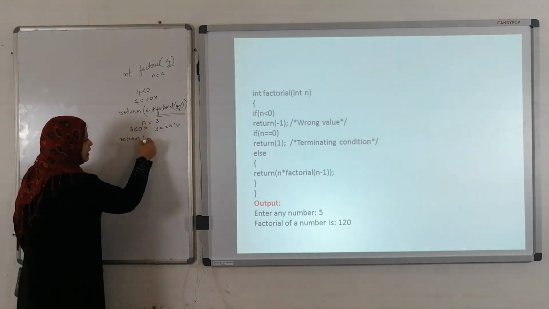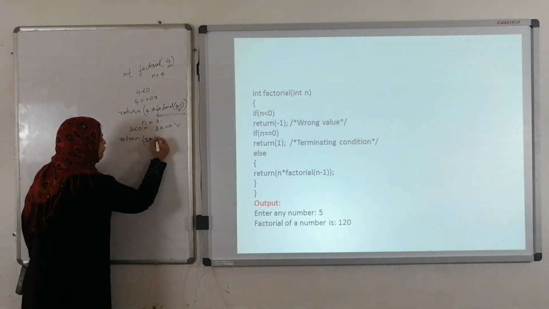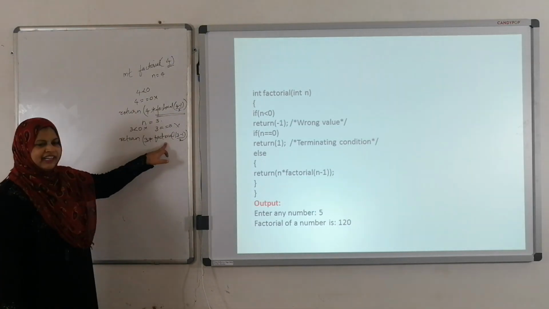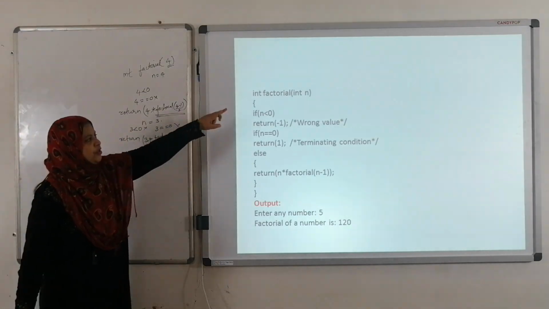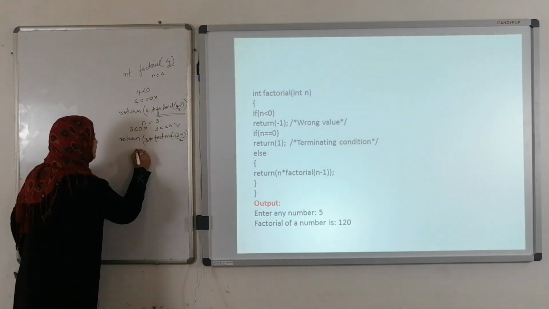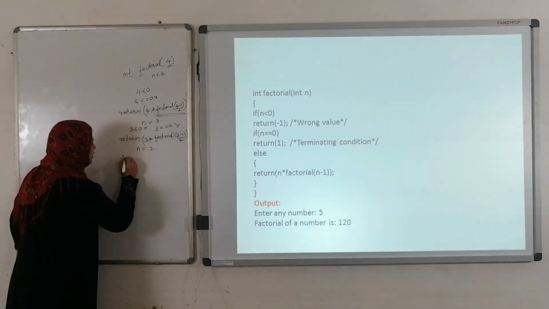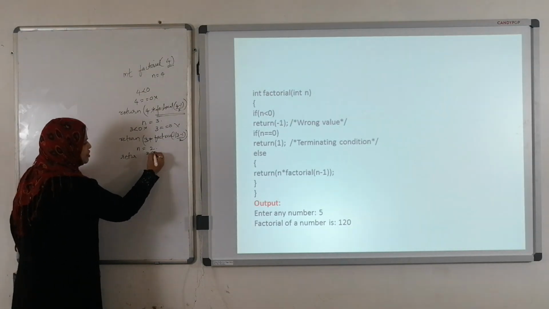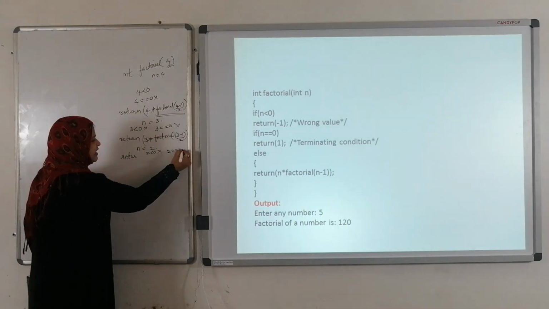Return n. What is n? n is 3. 3 into factorial of 3 minus 1. What is 3 minus 1? 2. Again we are calling the factorial function. Here we are performing the recursion operation. Again it is going to call here. Now what is the value of n? n equals 2. Now again, n less than 0, 2 less than 0, is the condition true or false? 2 double equals 0, is the condition true or false?